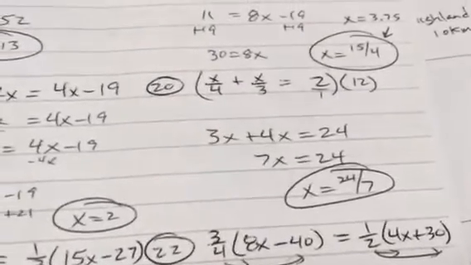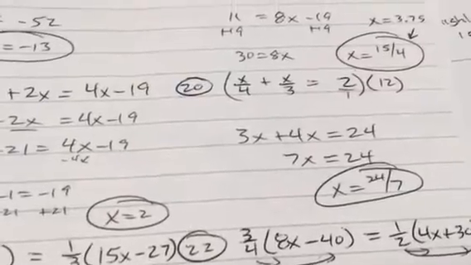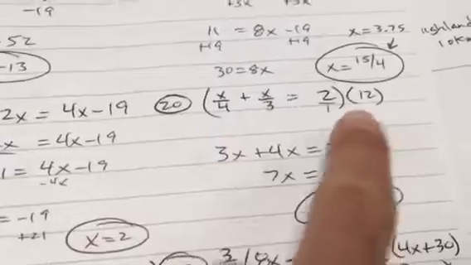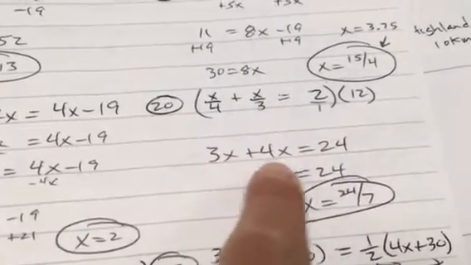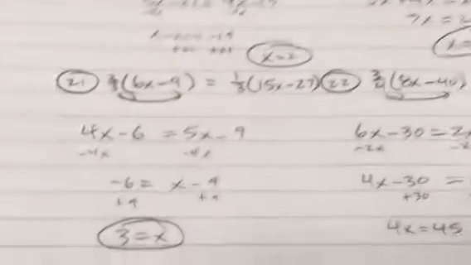Okay, just like the previous page, lowest common denominator of 4, 3, and 1, because 2 is 2 over 1, is 12. Multiply everything by 12. 12 divided by 4 is 3. 12 divided by 3 is 4. That's how I get 3x and 4x. 2 times 12 is 24. Get 24 over 7. Final answer.